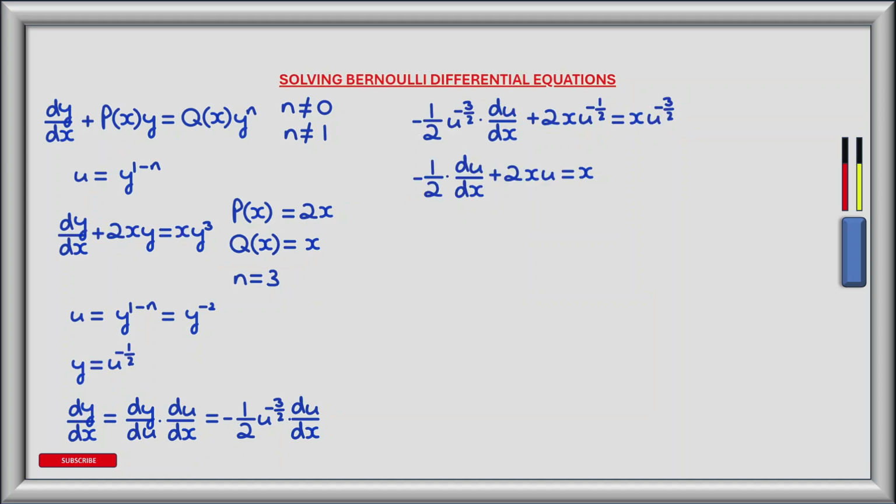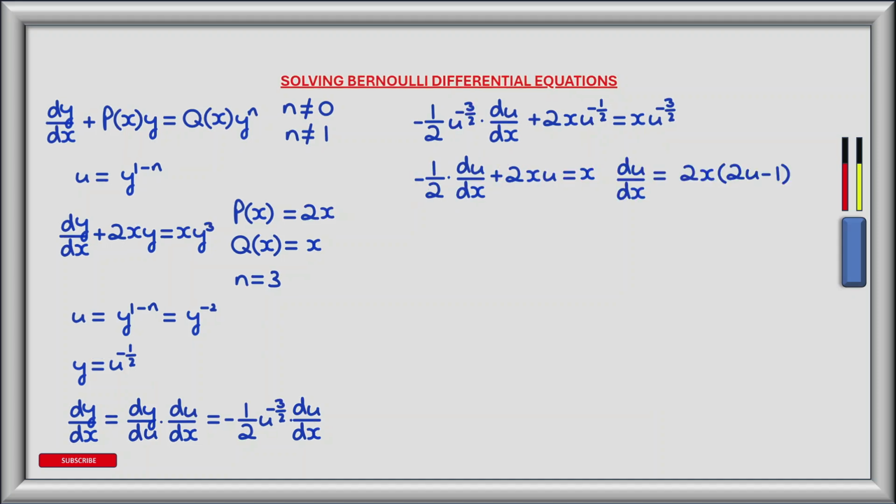So now if we divide through by u to the power of minus 3 over 2, we're left with minus a half multiplied by du/dx plus 2xu is equal to x. And simplifying this further by multiplying through by minus 2 leaves du/dx is equal to 2x into the bracket of 2u minus 1.